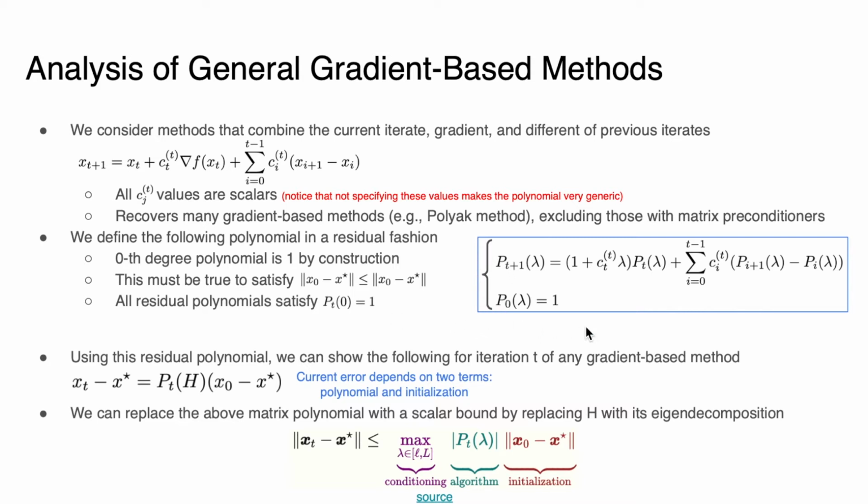Given this residual polynomial, though, we can also show something even more interesting, and that is the equivalency shown here. Namely, that our residual at iteration t is a product of two things, the initialization and our residual polynomial evaluated at our objective matrix H. So here, the current error depends on only two things, the polynomial and the initialization.